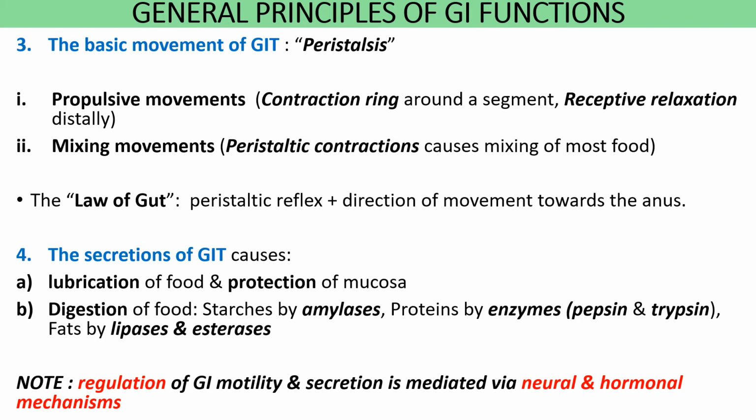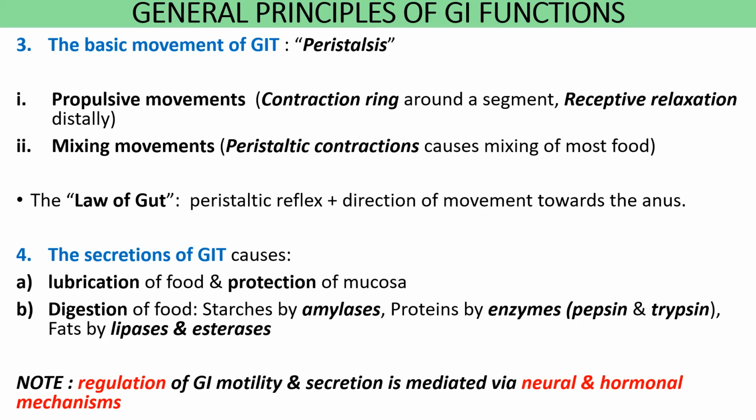There are broadly two types of movements present all along the gut, namely propulsive movements and mixing movements. The propulsive movements like peristalsis are responsible for forward movement of the chyme towards the anus or the aboral end, whereas the mixing movements, for example segmentation movements of the small intestine, are responsible only for mixing the food. Thus, there exists a law called the law of the gut, which says the peristaltic reflex causes the movement of chyme always towards the anus or the aboral end.